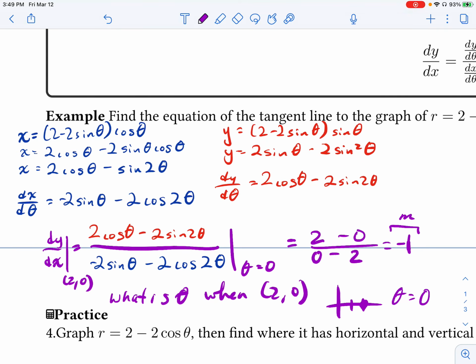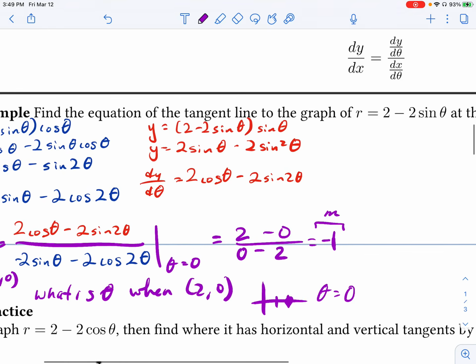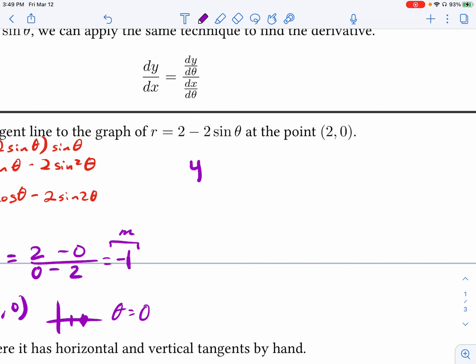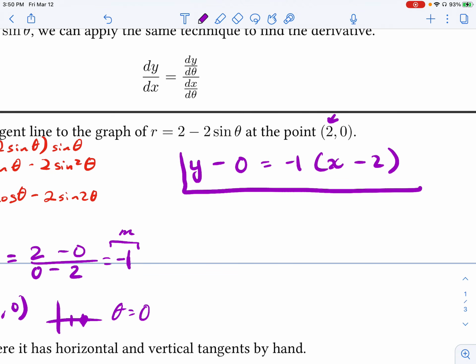So now that we have the slope of our tangent line, we're ready to write our tangent line equation. We can say y minus y1, we're going to use our coordinate 0, is equal to negative 1 times x minus our x coordinate 2. And there's the equation of our tangent line.